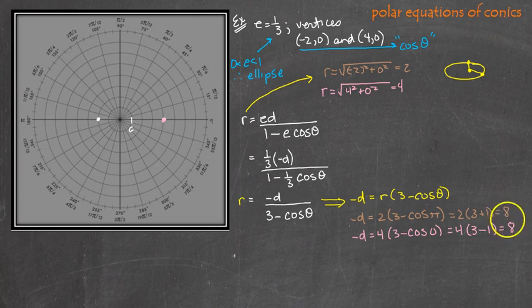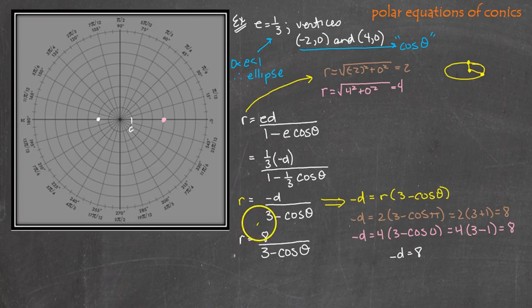So I have the same d value no matter what. I have the value that e times d equals 8. I'm looking for d. So r equals 8 over 3 minus cos theta. So now we can sketch in the graph.